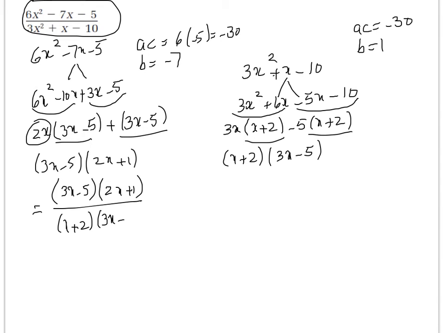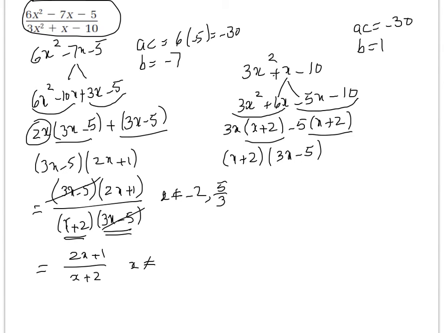3x minus 5. Before I continue simplifying, since the denominator cannot be equal to 0, I know that x cannot be equal to negative 2 because of this term, and x cannot be 5 over 3 because of this term. Now I can safely cross out 3x minus 5 because I already have that restriction of x cannot be equal to 5 over 3. So I end up with 2x plus 1 over x plus 2, and x cannot be equal to negative 2 and 5 over 3.